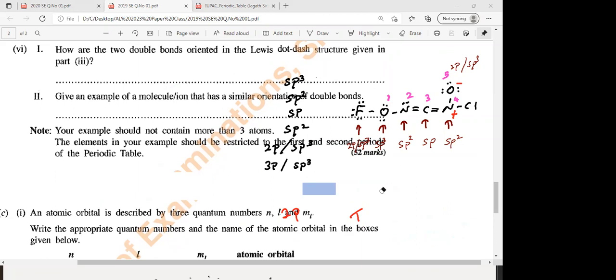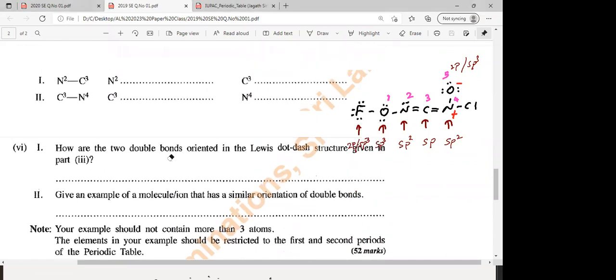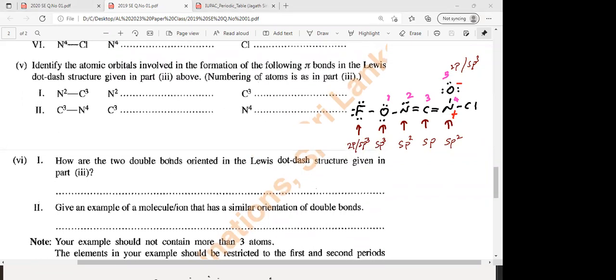So the question now. They ask how are the double bonds oriented? You can see the structure, right? Part 6.1: How are the double bonds oriented in the Lewis dash structure given in part 3? So the Lewis structure, now I'll highlight the Lewis structure. This is the Lewis structure.